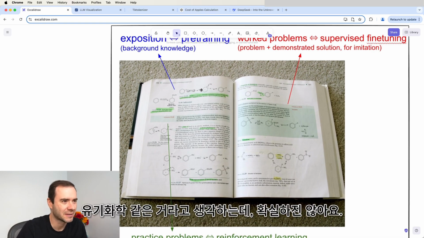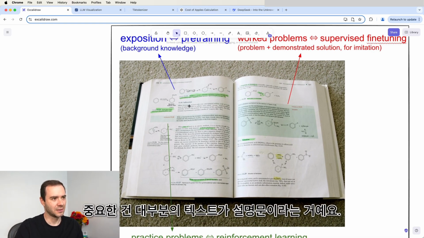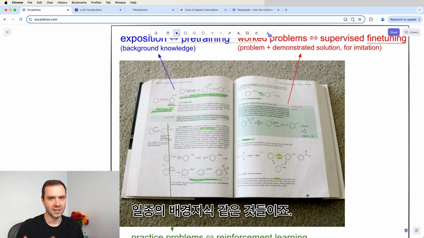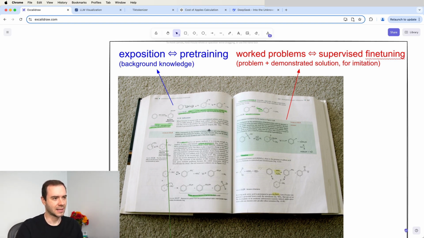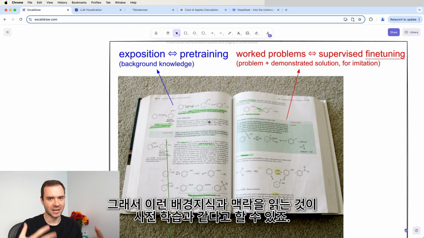I think it's some kind of organic chemistry or something, I'm not sure. But the important thing is that you'll see that most of the text, the meat of it, is exposition. It's background knowledge, etc. As you are reading through the words of this exposition, you can think of that roughly as training on that data. That's why when you're reading through this background knowledge and context information, it's kind of equivalent to pre-training.